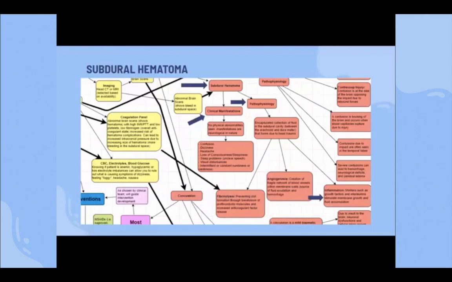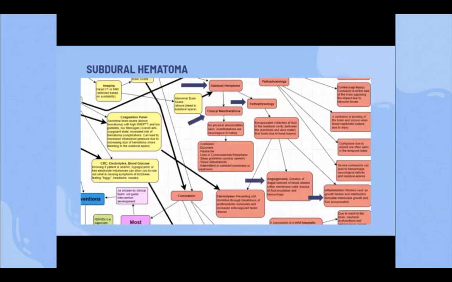Pathophysiology consists of three simultaneously occurring phenomena. First, inflammation, where inflammatory chemicals such as interleukins and growth factors stimulate membrane growth and cause fluid to accumulate in the area, adding to increasing intracranial pressure.